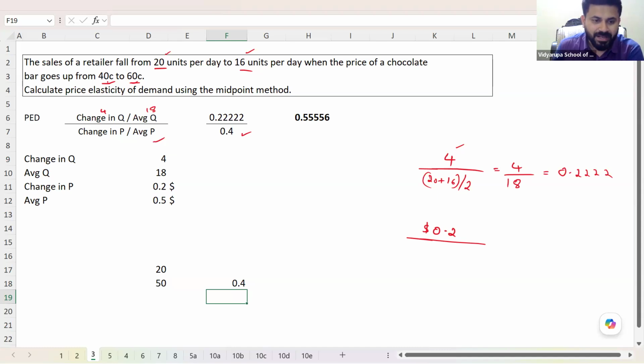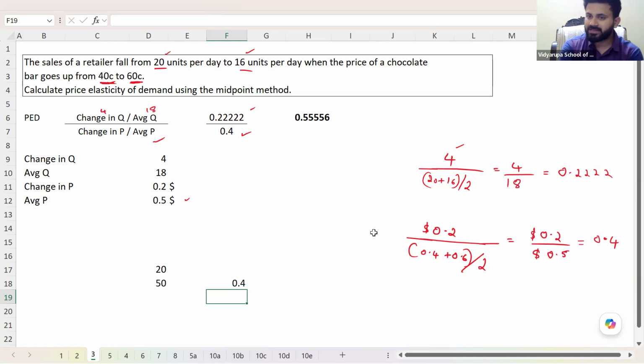The average price. What are the prices? 40 cents and 60 cents. So what is the average price? 0.4 plus 0.6. These are the prices. The whole divided by 2. Which means $0.2 divided by 0.4 plus 0.6, you'll get $1. 1 divided by 2 will be 0.5. So $0.2 divided by $0.5 will give me 0.4. The denominator. The numerator and the denominator. Then that's 0.222 divided by 0.4. I'll get the answer.